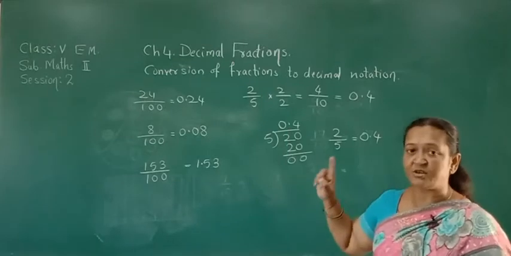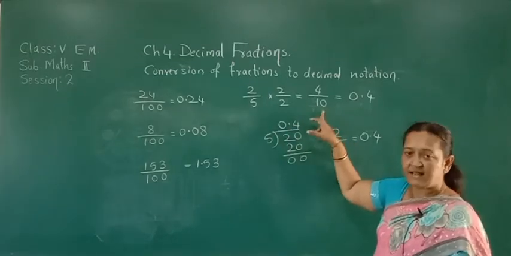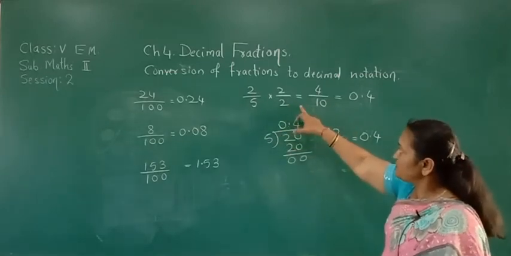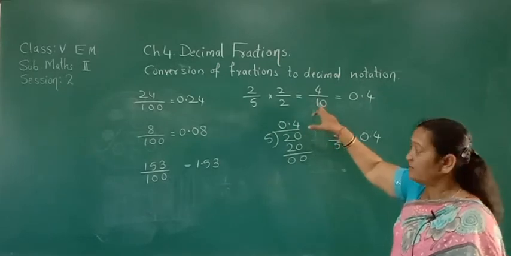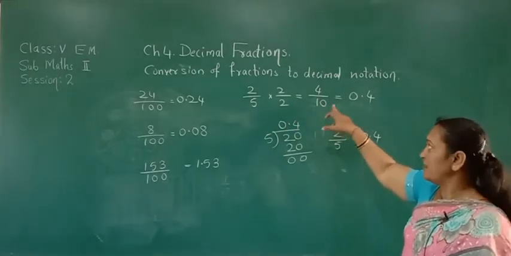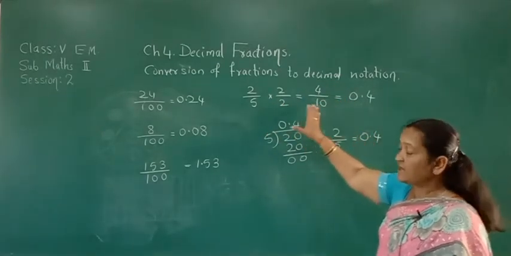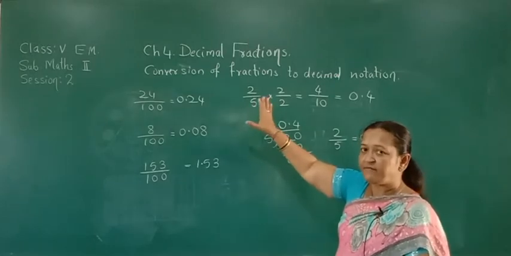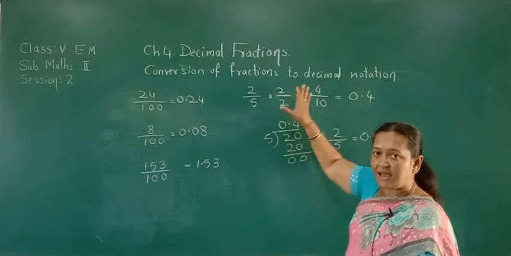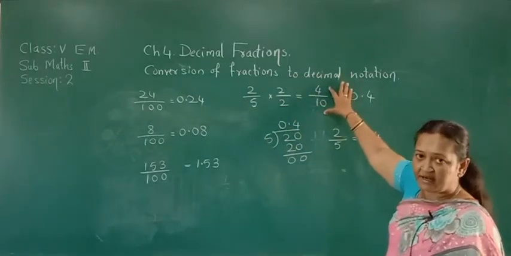Then first we should convert it to a multiple of 10. So in the 5 table, where do we find 10? 5 2s are 10, isn't it? So when it is possible to convert to the decimal form, convert it to multiples of 10. So here 2 by 5 is equal to 4 by 10. They are equivalent fractions. Already in the fraction chapter we have learnt, when numerator and denominator are multiplied by the same number, then we get equivalent fractions.